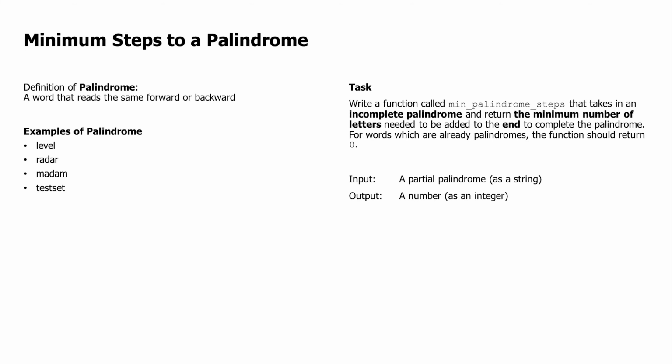Our task is to write a function that takes in an incomplete palindrome and returns the minimum number of letters needed to be added to the end to complete the palindrome. For words which are already palindromes, the function should return 0. The input is a partial palindrome as a string, and the output is a number as an integer.